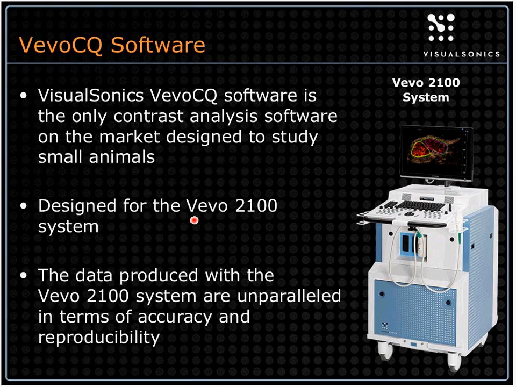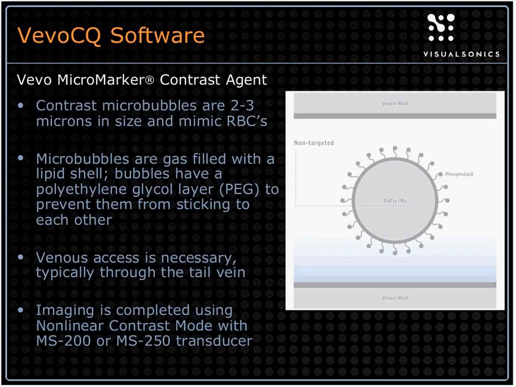that you have. So the VevoCQ contrast analysis software is the only analysis software that's designed specifically for small animal research, for nonlinear contrast work. It's designed strictly for the Vevo 2100. We get questions from time to time about the Vevo 770. The type of data that the 770 produces is not amenable to the type of analysis that VevoCQ does, so it's strictly for the nonlinear contrast data from the Vevo 2100 system.